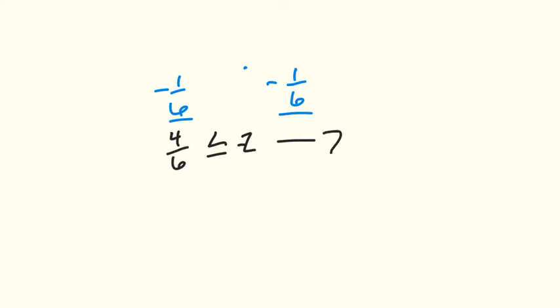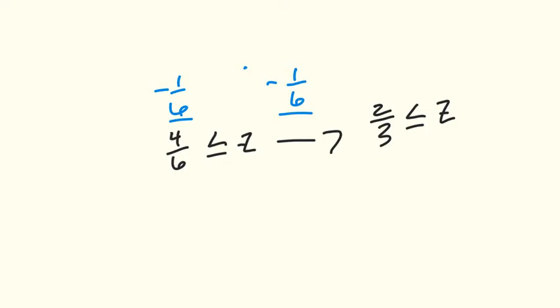Here we're going to have to get the z by itself. 5/6 is less than or equal to z plus 1/6. Well, we're going to have to subtract 1/6 from both sides. And then we're going to end up with z is greater than or equal to, see, 5/6 take away 1/6 is 4/6, which, by the way, is the same as 2/3 being less than or equal to z.